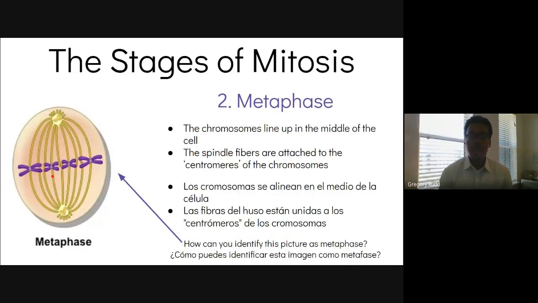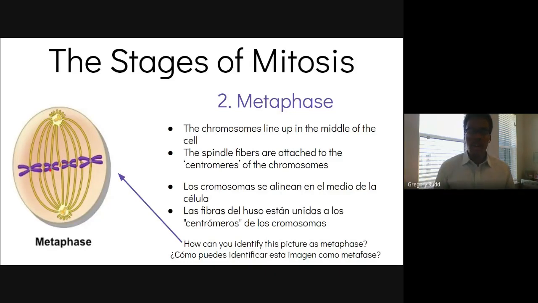The next stage is metaphase. And this one is much easier to identify because the chromosomes line up in the middle of the cell. And you can also see that the spindle fibers are attached to the centromeres of the chromosomes. That was a lot of jargon right there. The spindle fibers are attached to the centromeres of the chromosomes. We can see that these spindle fibers, the yellow cords, are literally being attached to the middle of these chromosomes, and that's called the centromere.